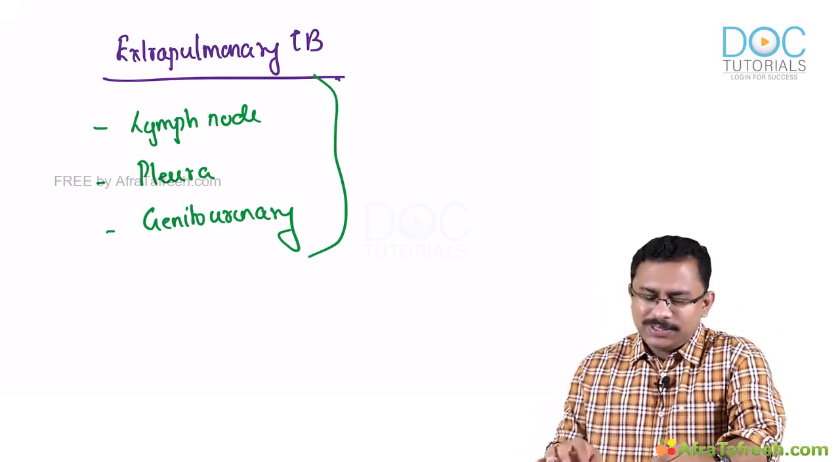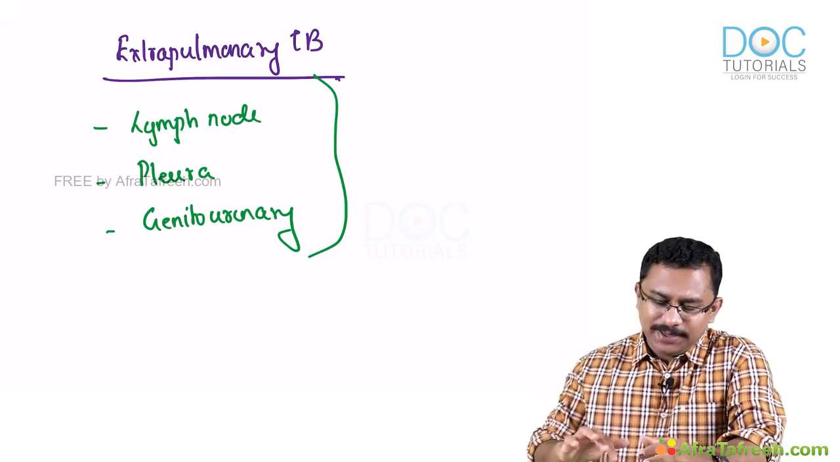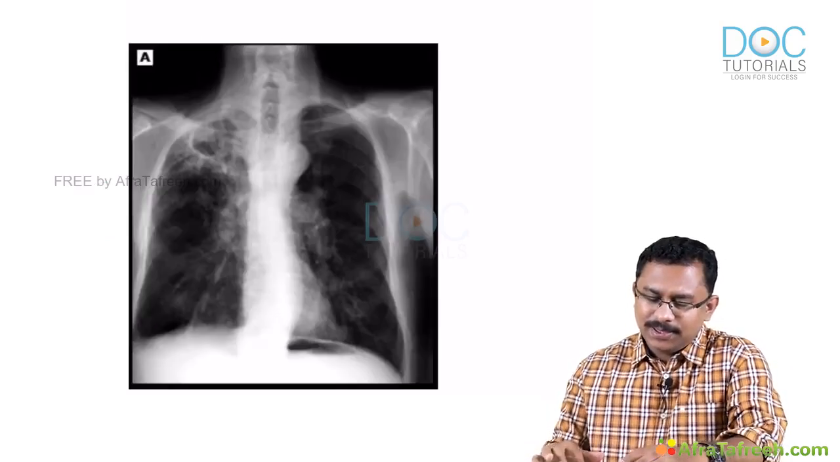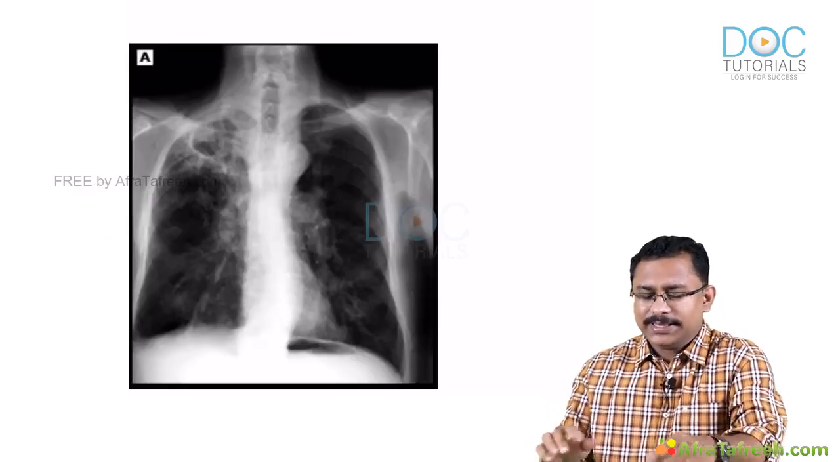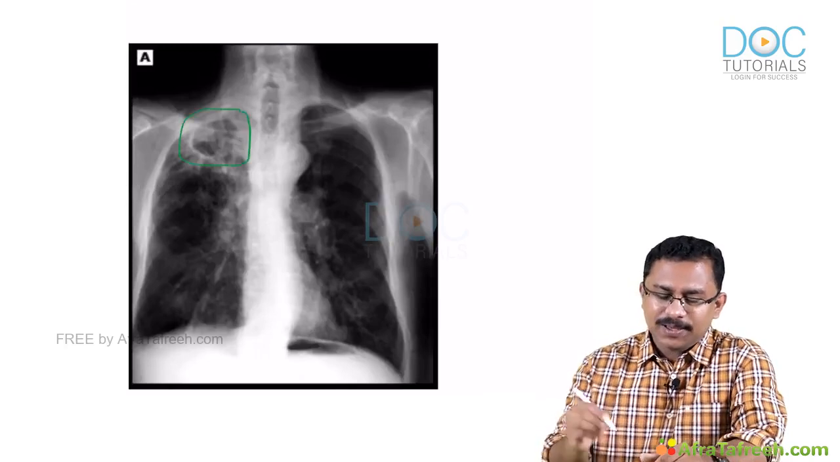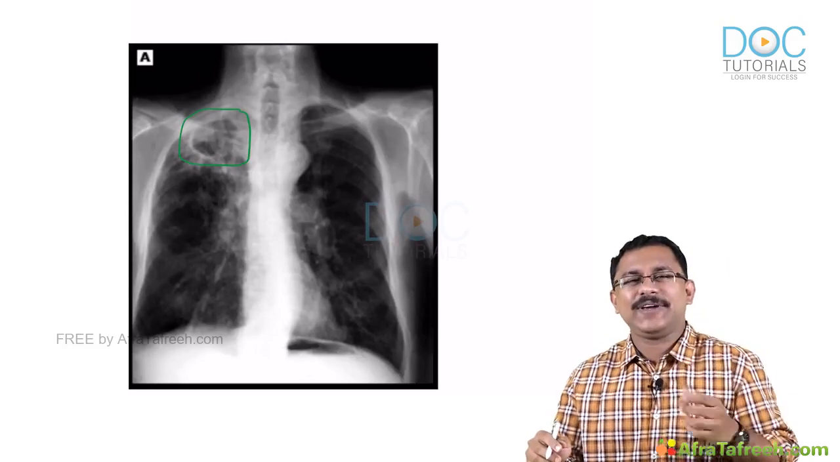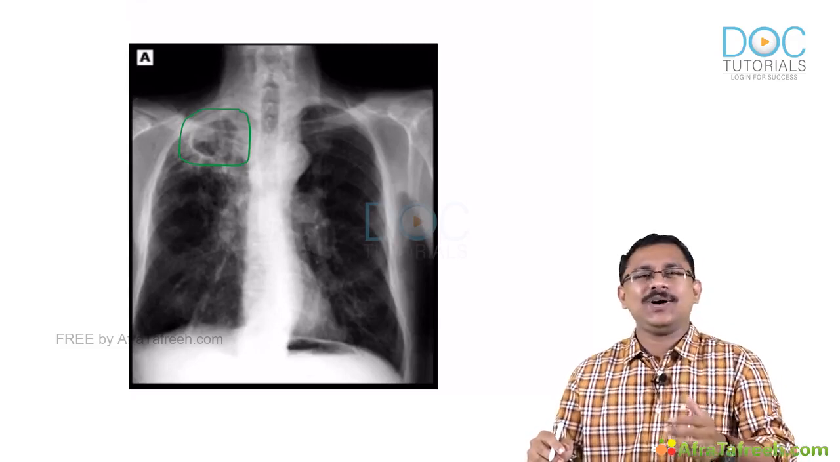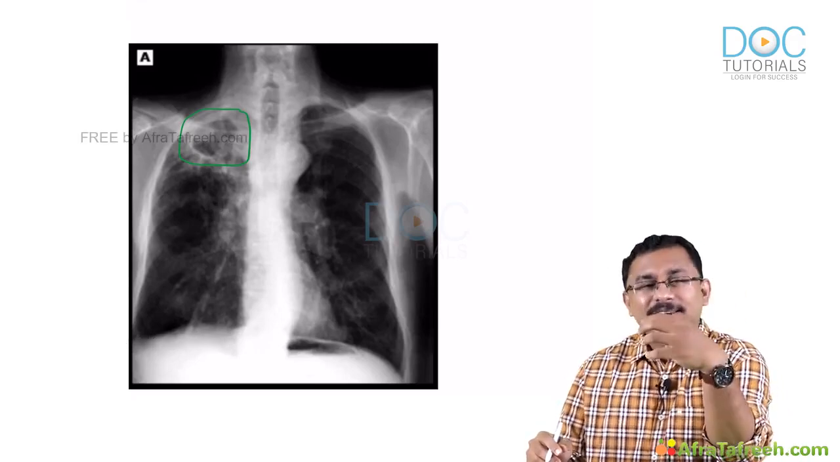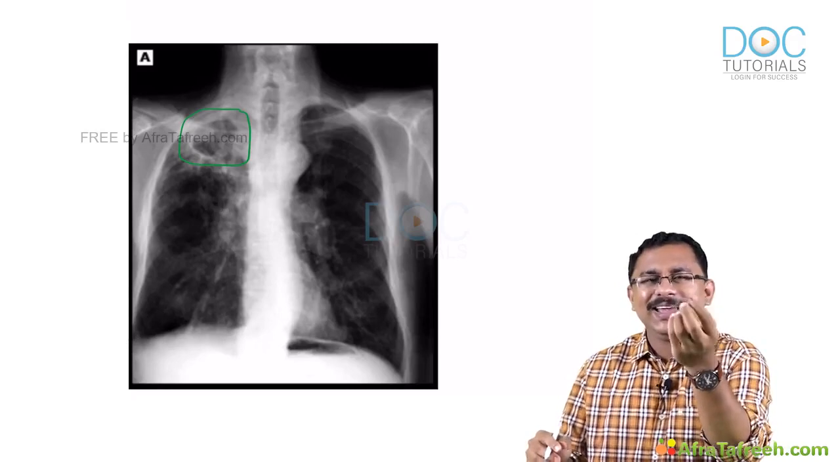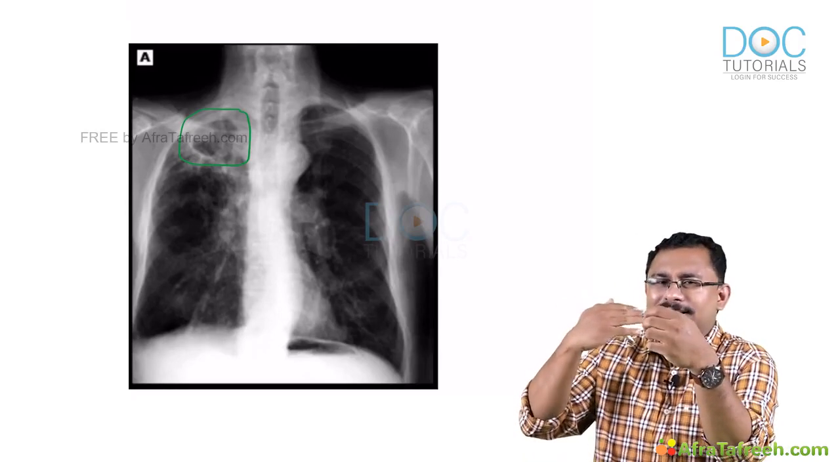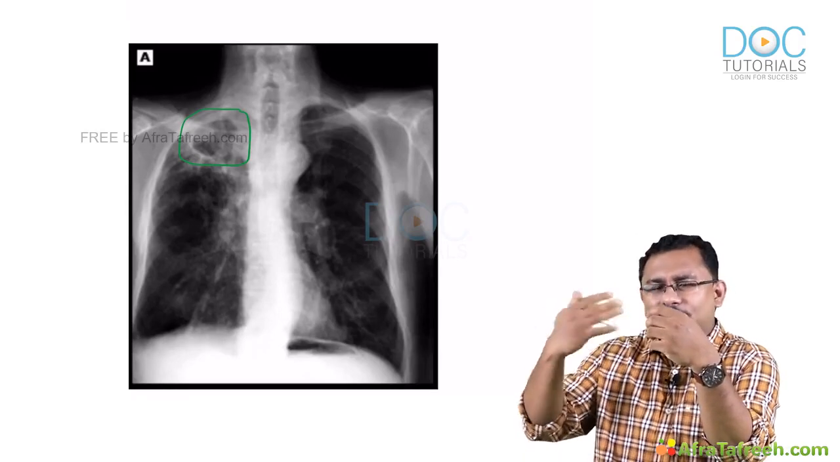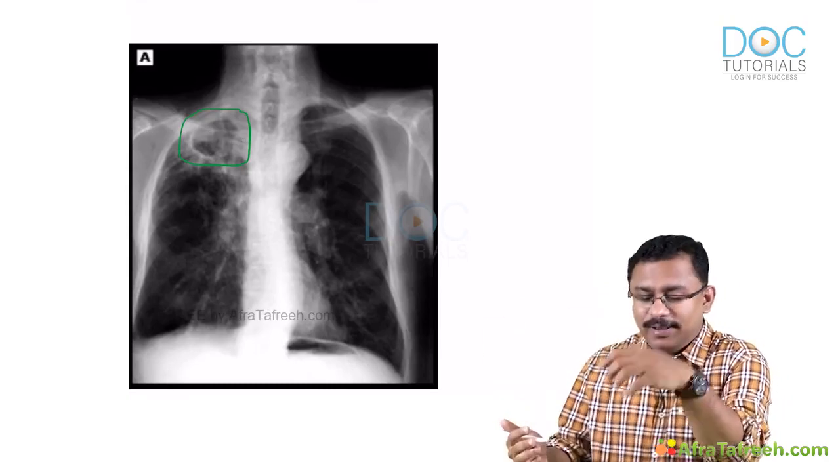Okay, so let's look at a few x-rays here. This is a secondary tuberculosis. He has developed a cavity, so you can say it's an active case of tuberculosis. Why do I say it's an active case? Because this cavity will have a lot of bacilli, and when he is coughing, by the droplets, there is a chance that others can get the infection.